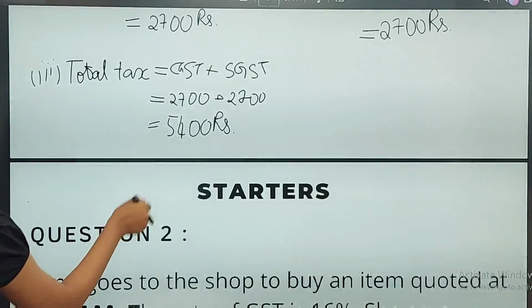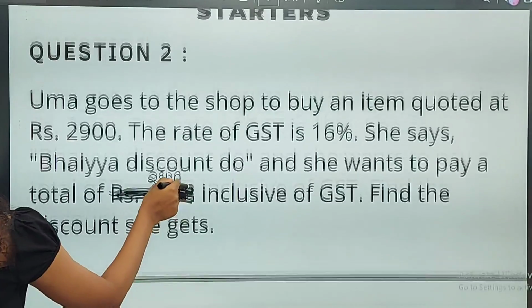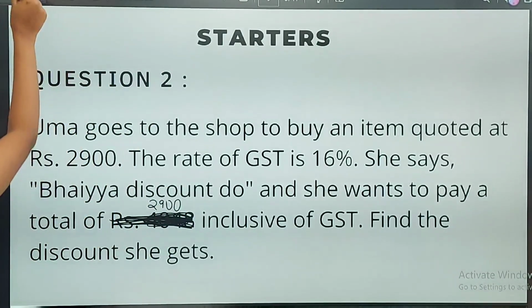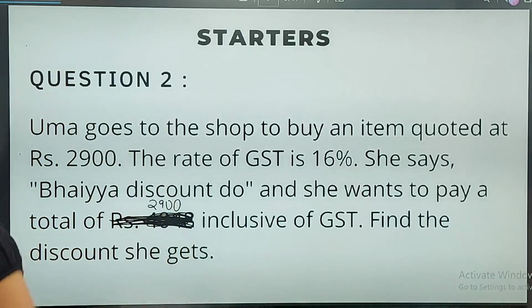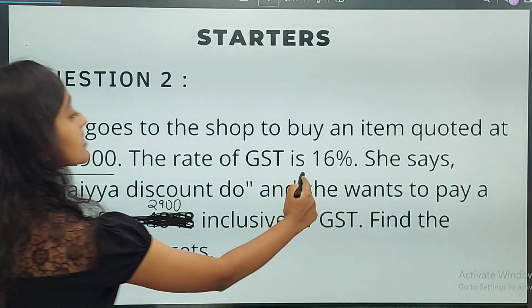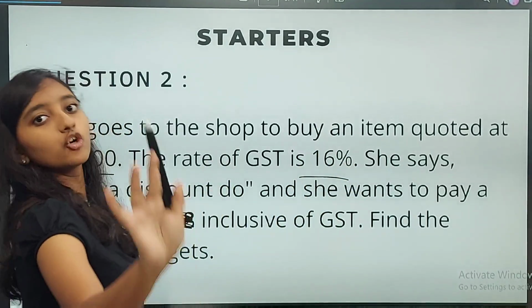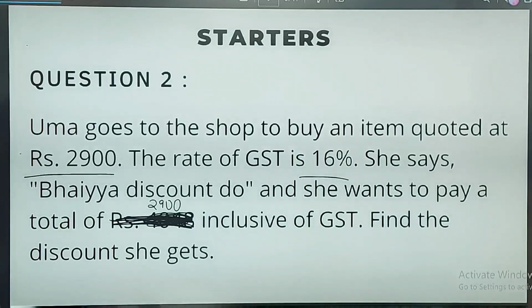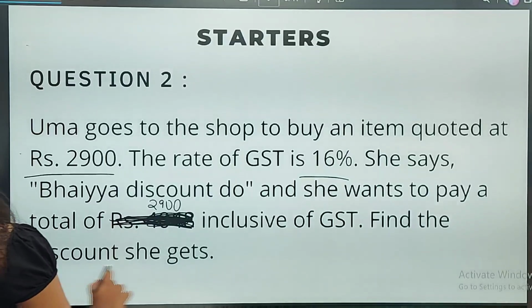Next question in starters is the second question. Here this is the final value, not this. So question number 2 says, Uma goes to the shop to buy an item quoted at rupees 2,900. The rate of GST is 16%. Assume that GST is 16%. She says, "Bhaiya, discount though," and she wants to pay a total of 2,900 rupees only, inclusive of GST. Find the discount she gets.